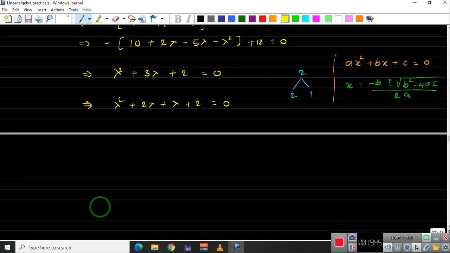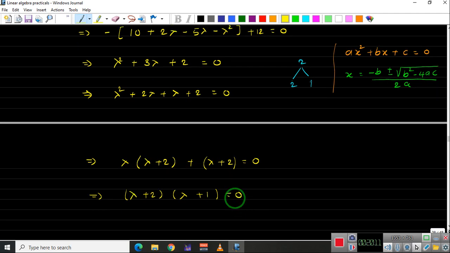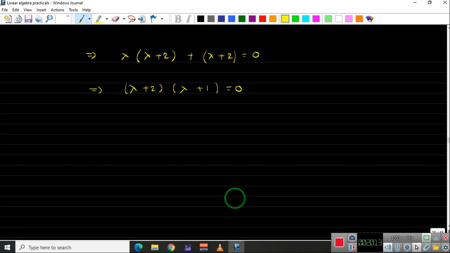By taking common terms, we can take lambda common from the first two terms. When you take lambda common, we will have lambda into lambda plus 2, plus lambda plus 2, equals 0. From this bracket also we can take lambda plus 2 common, and what remains is lambda here and plus 1 here, equals 0. Now here we have a product of two terms equal to 0.